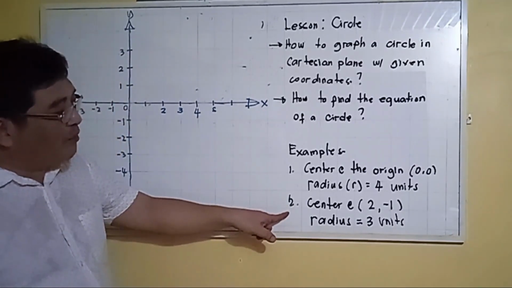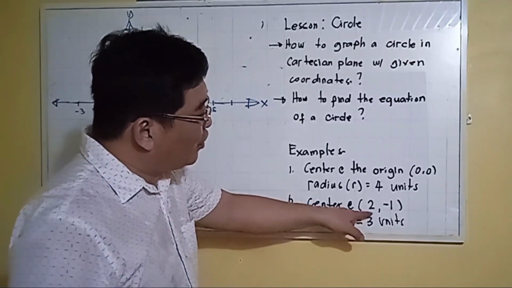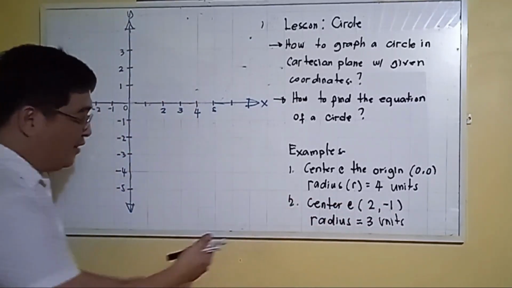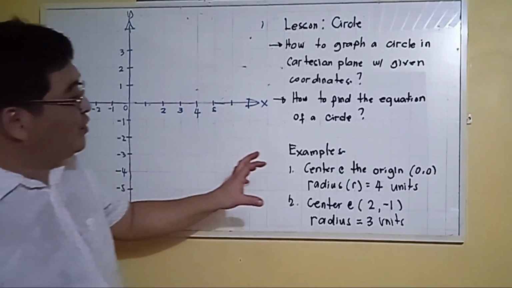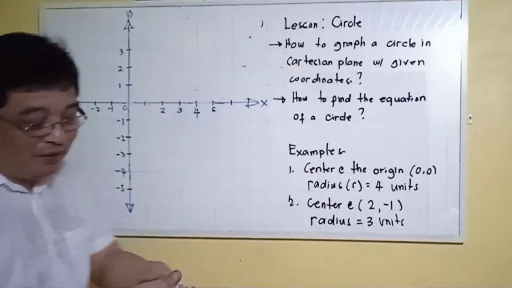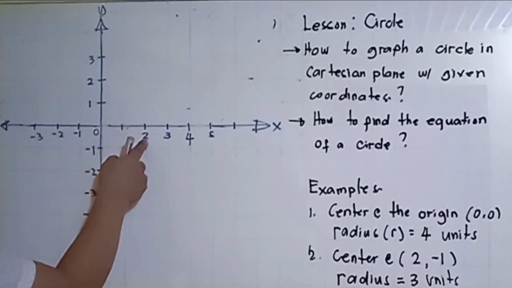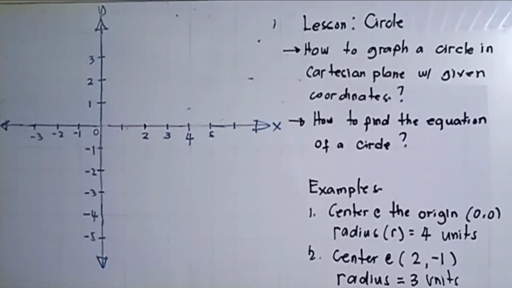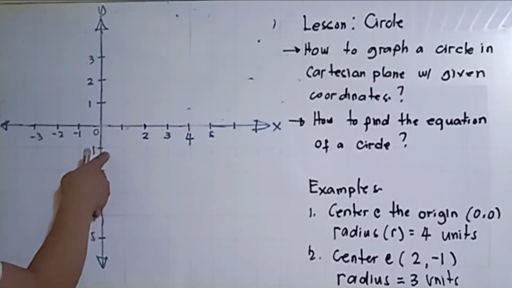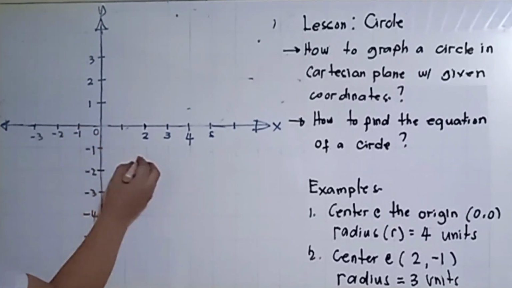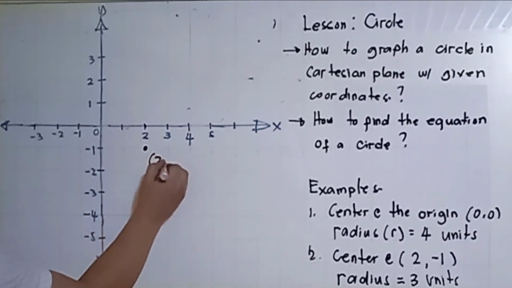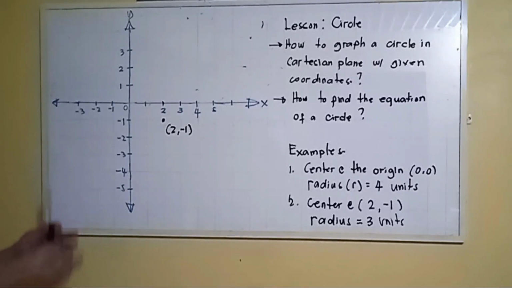Dito sa ating second example, meron tayong center at 2, negative 1 with radius is equals to 3 units away from the center. So, i-locate muna natin yung center at 2, negative 1. 1, 2, positive 2. Ito siya, sa banda rito siya. And then yung negative 1 nasa bandang ibaba. Ito siya, negative 1 yung y. So, ito yung point natin. Center. That is 2, negative 1.